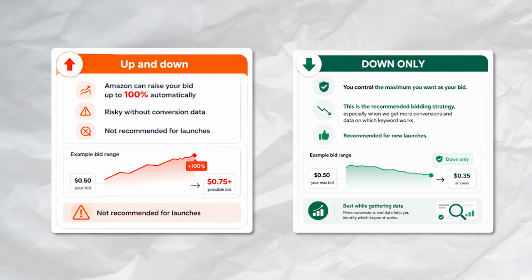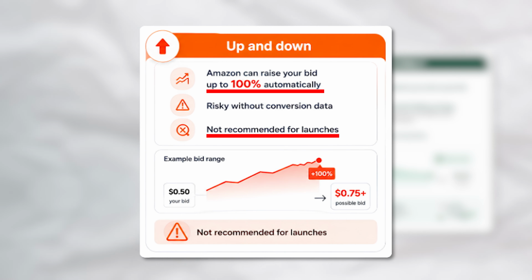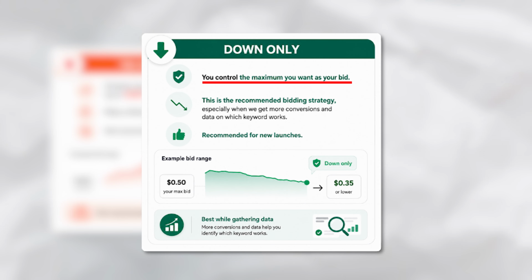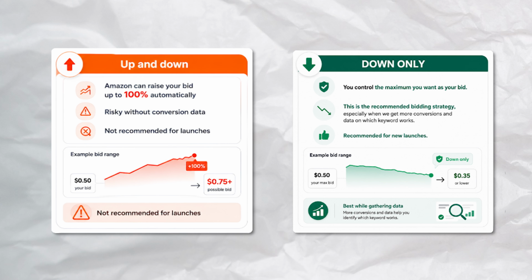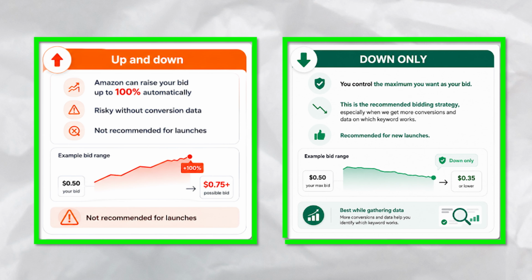What up and down is basically you're giving Amazon control to increase your bid up to 100% if they think that click is gonna convert. It's definitely not recommended for launching a new product simply because you don't have data, and down only is where you control the maximum you want to bid. This is definitely the recommended bidding strategy, especially during the beginning. When you get more conversions and data on which keyword works, then you can launch campaigns with up and down. But definitely you want to stick with down only, especially during the beginning.